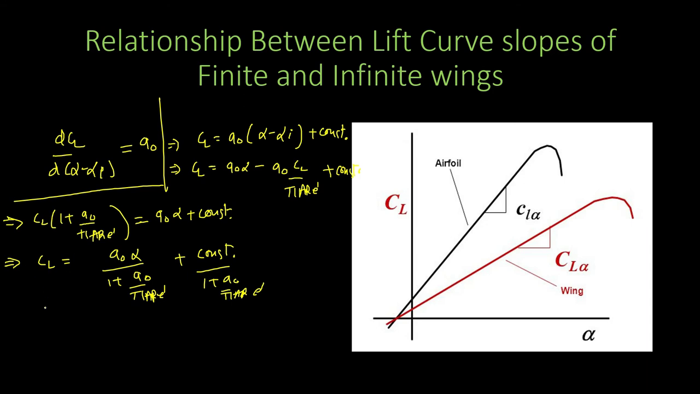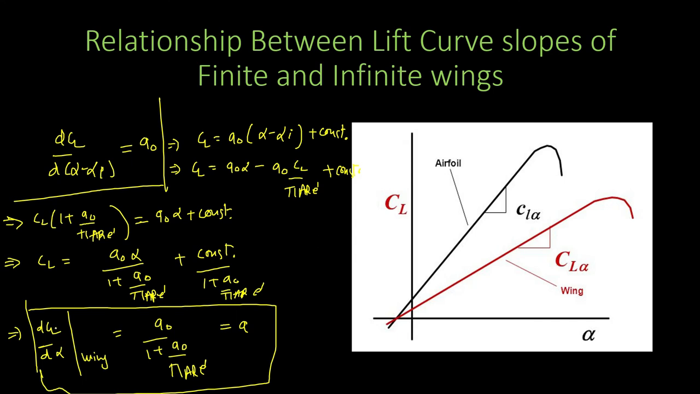Now differentiating this with respect to alpha, we get dCl by d alpha for the wing is equal to a naught upon (1 plus a naught upon pi AR e dash). This is equal to a, that is, the lift curve slope for the wing. So this is the relationship we are looking for: dCl by d alpha for the wing is equal to dCl by d alpha for the airfoil divided by (1 plus dCl by d alpha for the airfoil by pi AR e dash). Remember, here the values are in radians and not in degrees. So this is the relationship between the CL alpha curve for the airfoil and the wing.